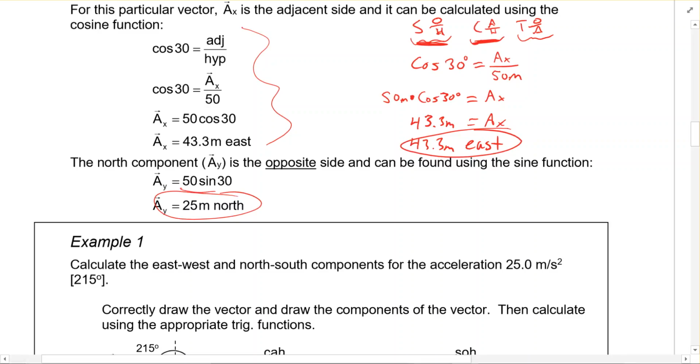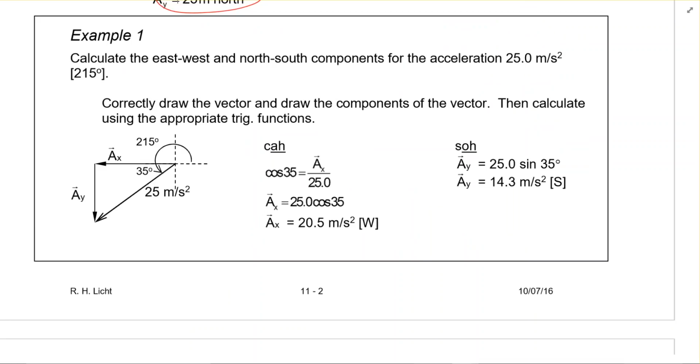All right, so let's look at example number 1 here. It says calculate the east-west and north-south components for the acceleration 25.0 meters per second squared at, now this is the Cartesian method. It's not north of south or anything like that, so it's not the navigator. So this is what you do. You'd end up drawing a little Cartesian plane like this, and then this is 215. If you go 215 minus 180, you'd get 35 degrees right there.